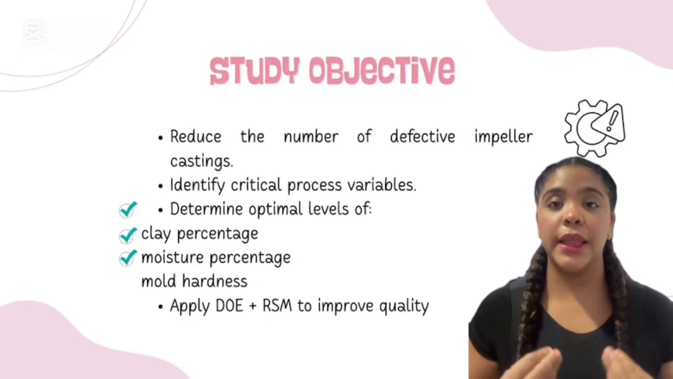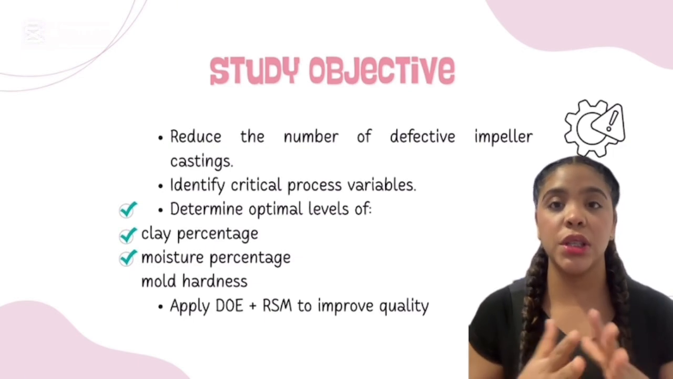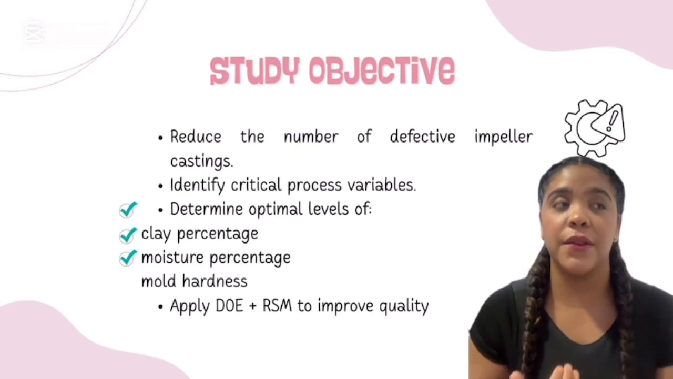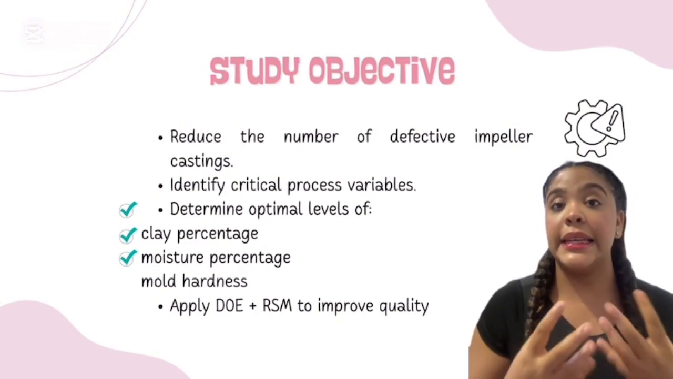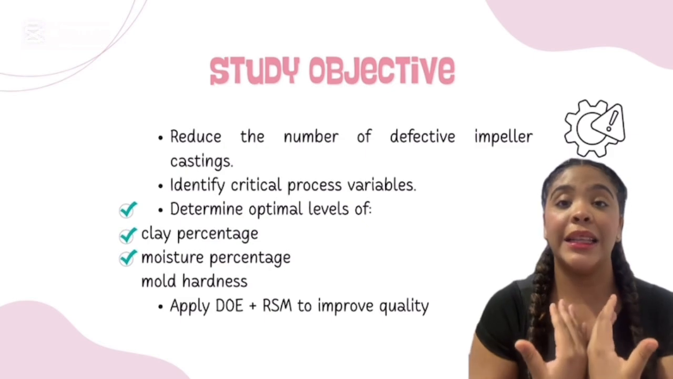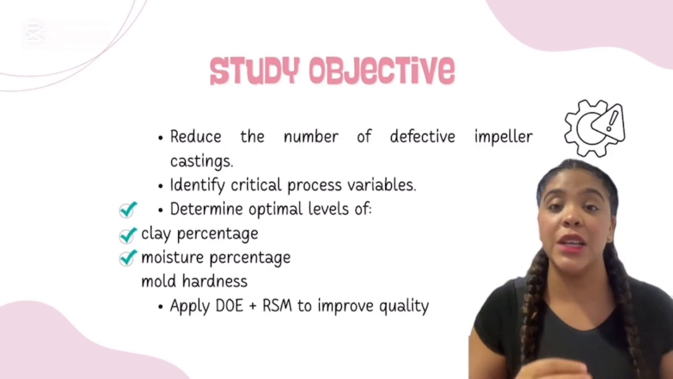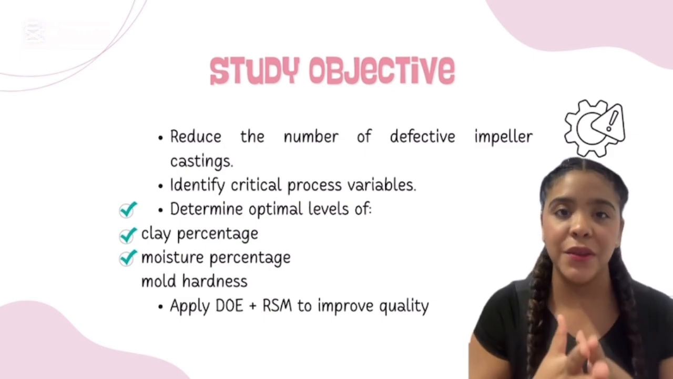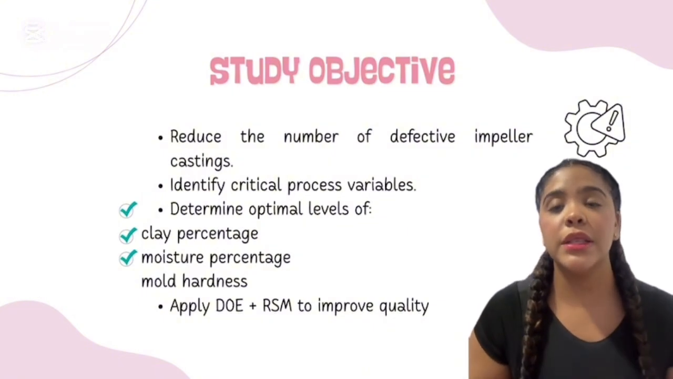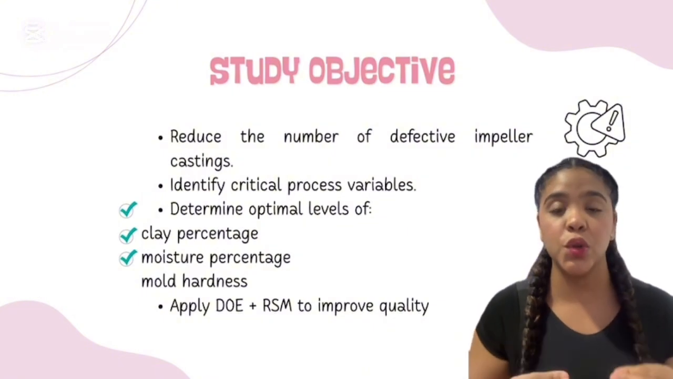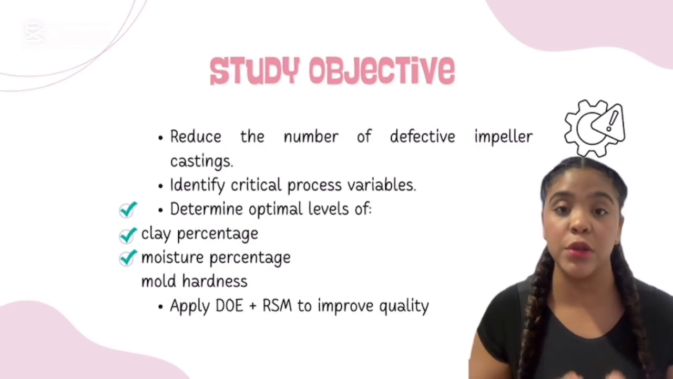The abstract explained that in order to reduce the number of castings that fail to meet customer specifications, it is necessary not only to identify the process parameters associated with a specific defect but also to determine the optimal levels of those parameters to ensure the production of acceptable parts.